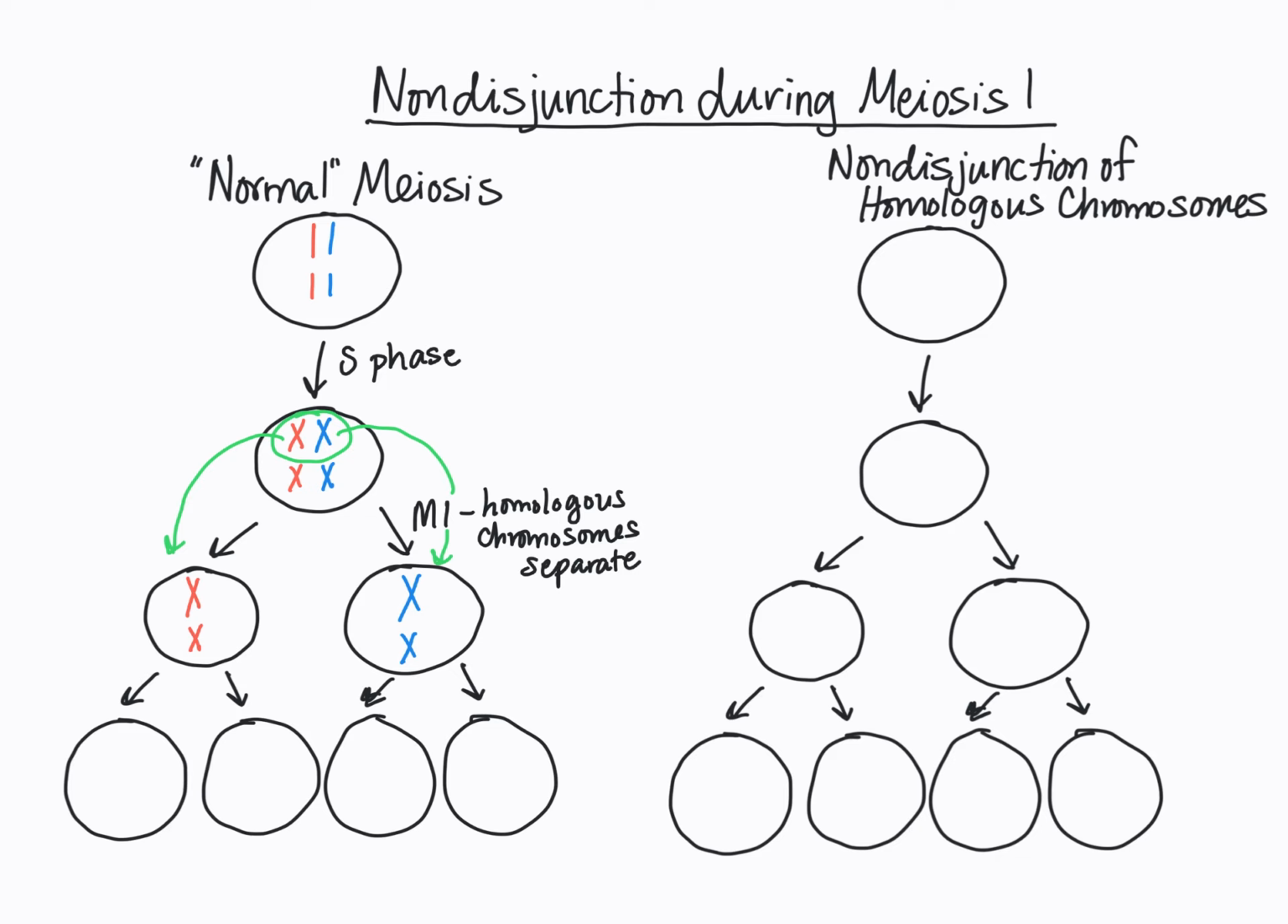During meiosis 2, the sister chromatids separate, which means that these X-shaped chromosomes get pulled apart into their 2 individual sister chromatids. We can draw a little line here to show that one of those sister chromatids goes into one daughter cell and the other sister chromatid goes into the other daughter cell. So we should end up with something that looks like this.